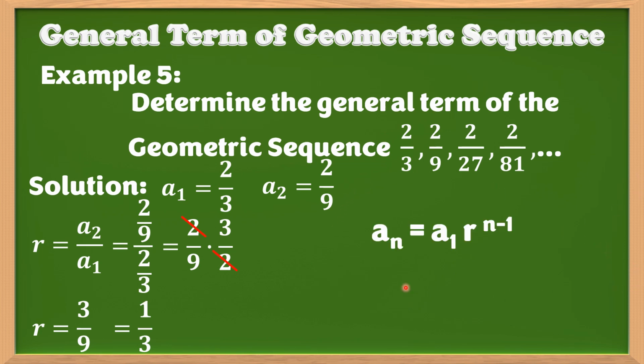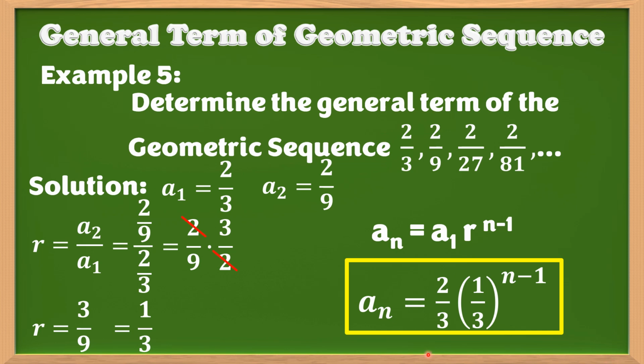Next, we're going to consider again the general term of the geometric sequence, and we're going to change a sub 1 into 2 over 3 and R into 1 over 3. So we have now a sub n equals 2 over 3 times 1 over 3 raised to n minus 1.